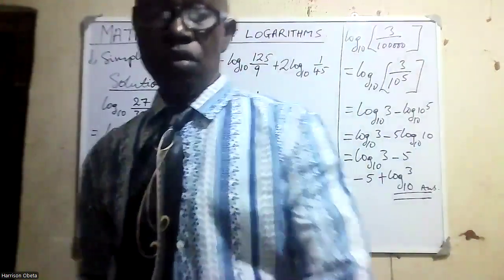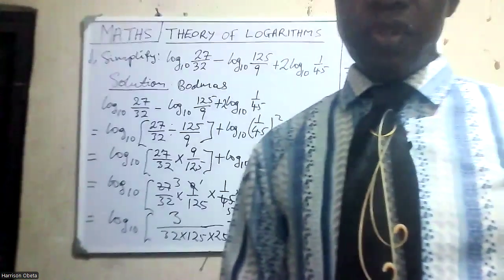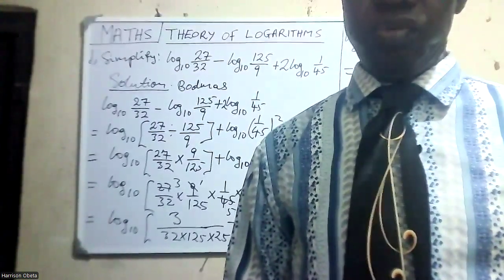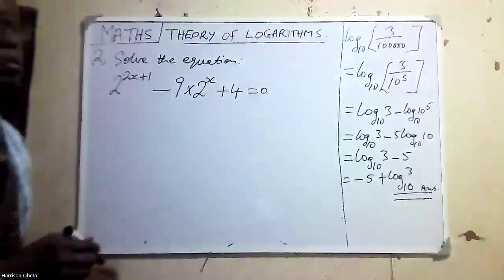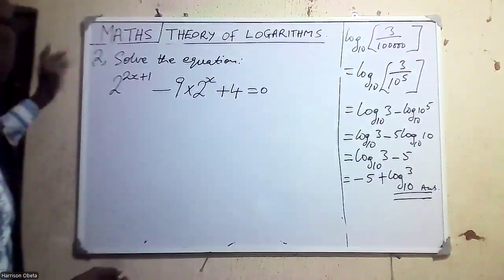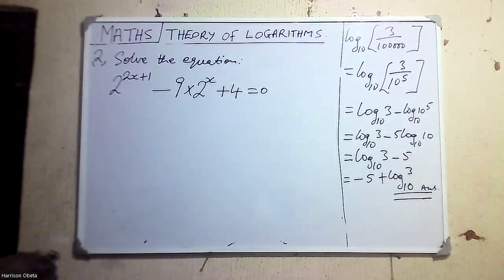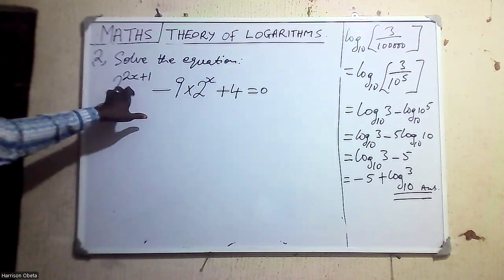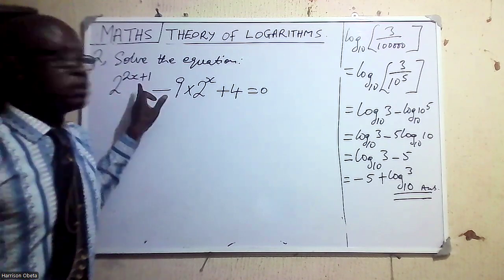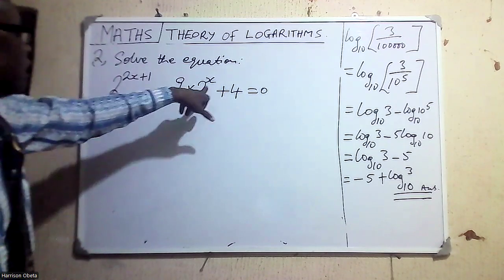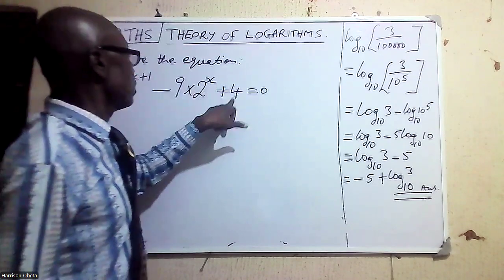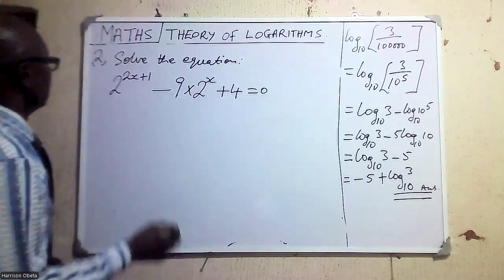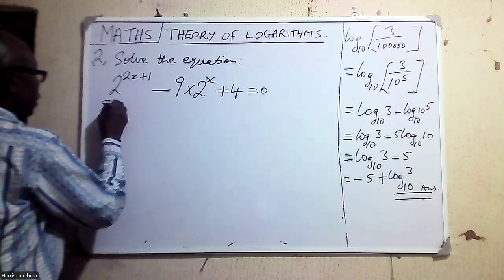So we are about to go to question number 2. Okay, to continue, this is question number 2. We are told to solve the equation 2 raised to power 2x plus 1 minus 9 times 2 raised to power x plus 4 equal to 0. So, solution.